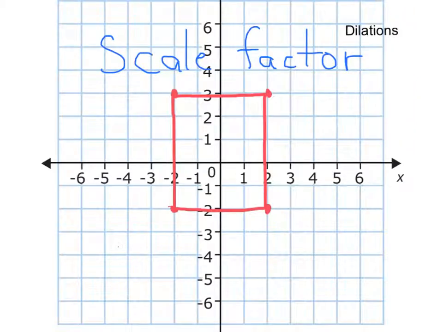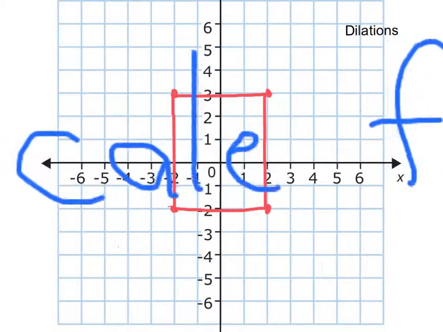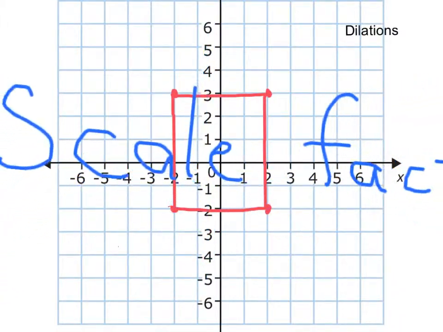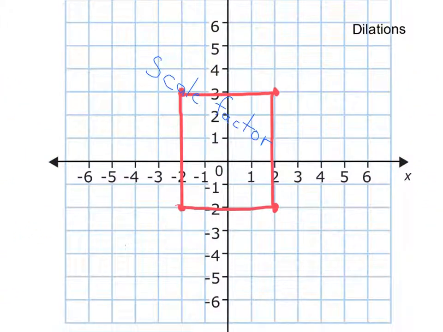When we talk about dilations, we talk about a scale factor. A scale factor tells us whether to enlarge the figure or to shrink it. If we have a whole number scale factor, like 2, 3, or 4, it's telling us to enlarge the figure. If we have a fraction scale factor, like 1/2, 1/3, 1/4, then we are shrinking the figure. So scale factor tells us whether to enlarge or shrink.